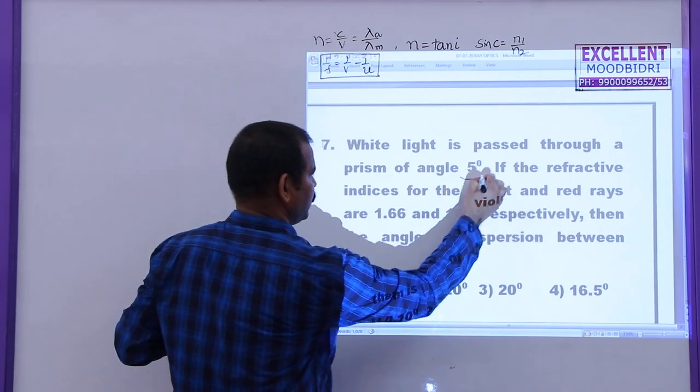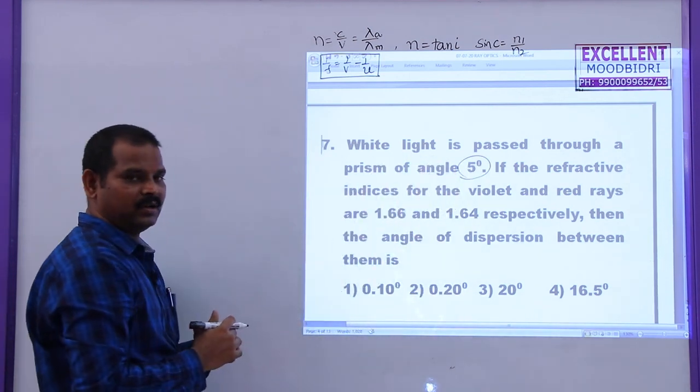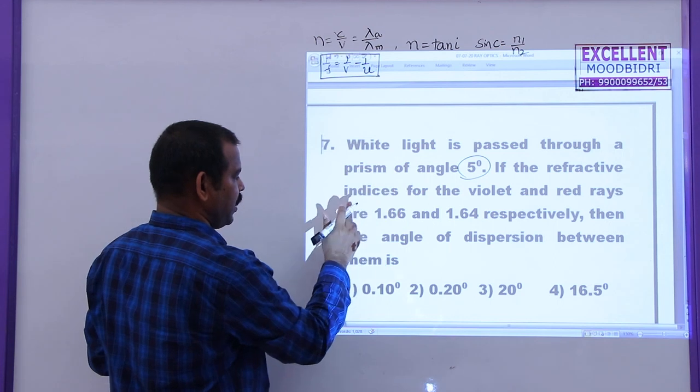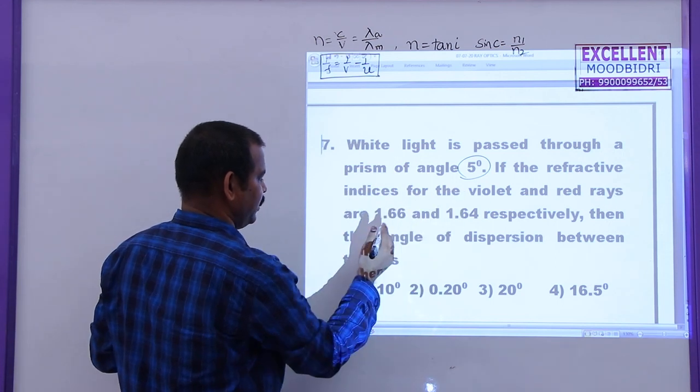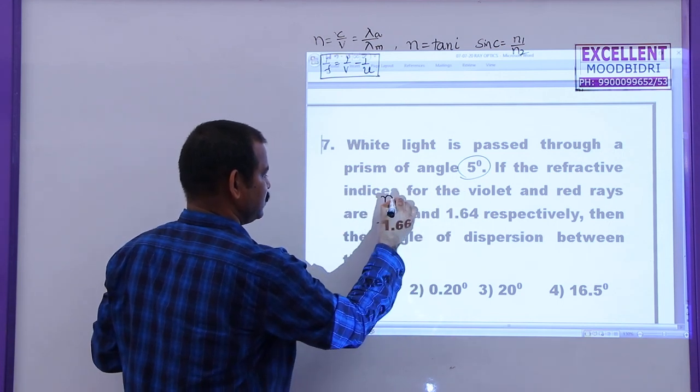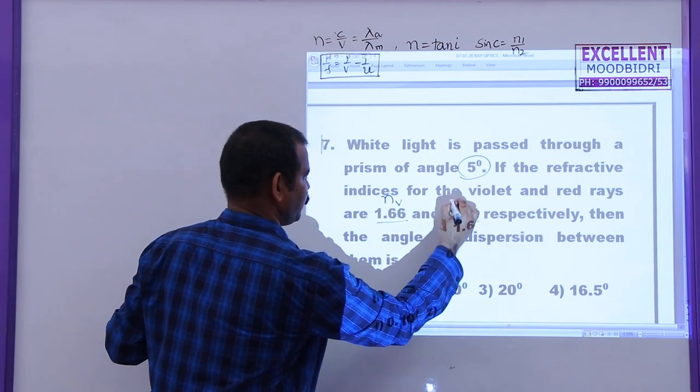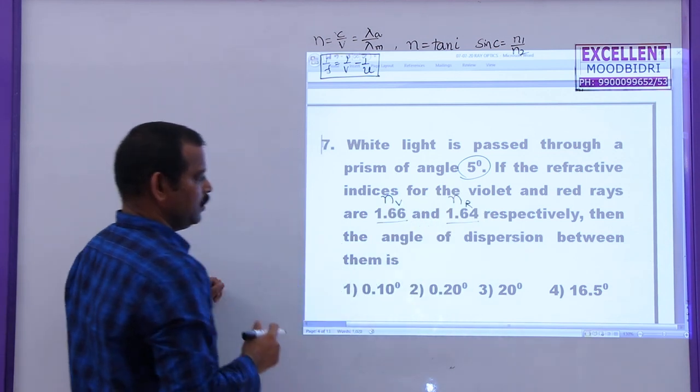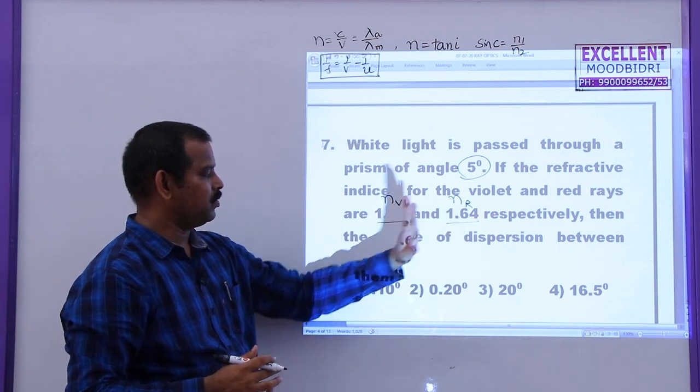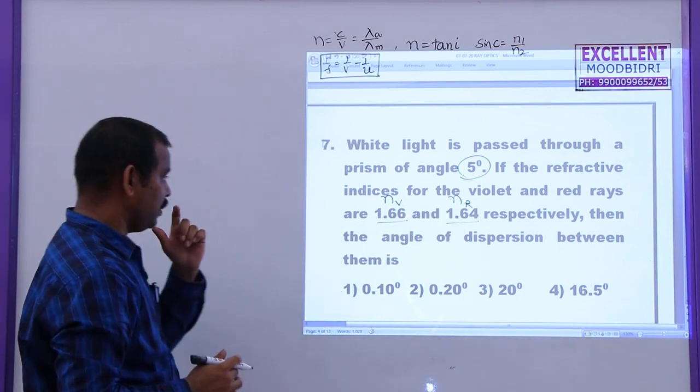So this is a thin prism only. Why? Because the angle is less than 10 degrees here. If the refractive indices for the violet and red rays are 1.66 and 1.64 respectively, then the angle of dispersion between them is?